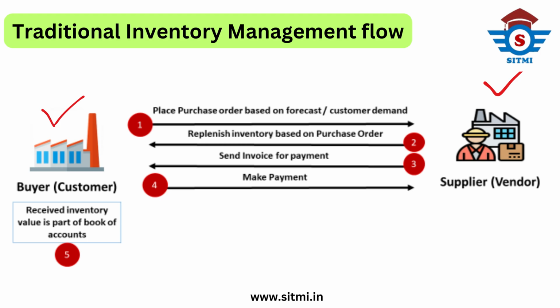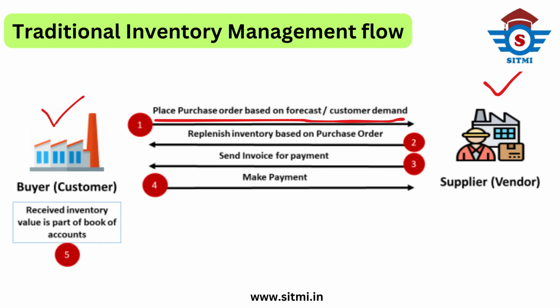Now, in the traditional method, the first activity that takes place is that buyers place purchase orders on the supplier, which is based on forecast or on the customer's actual demand. Once the order is received by the supplier, they replenish the inventory based on the quantity or the information given on the purchase order. In the third activity, suppliers send an invoice for the payment to the buyers. And buyers, once they receive the material or based on agreement, make the payments to the supplier. So this is the basic flow that happens in a traditional inventory replenishment method.